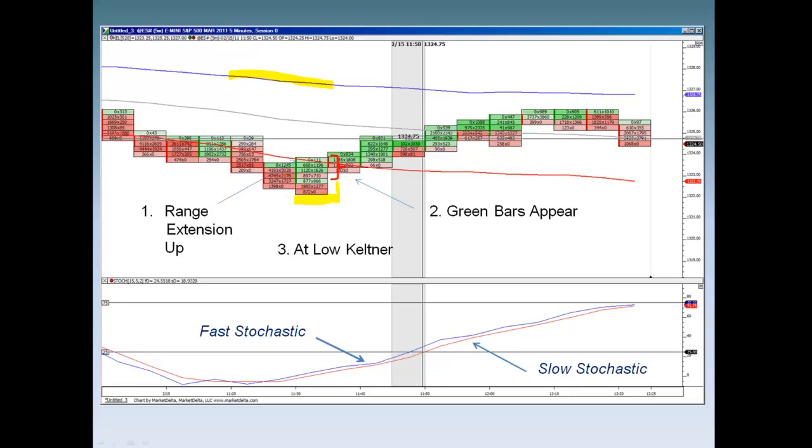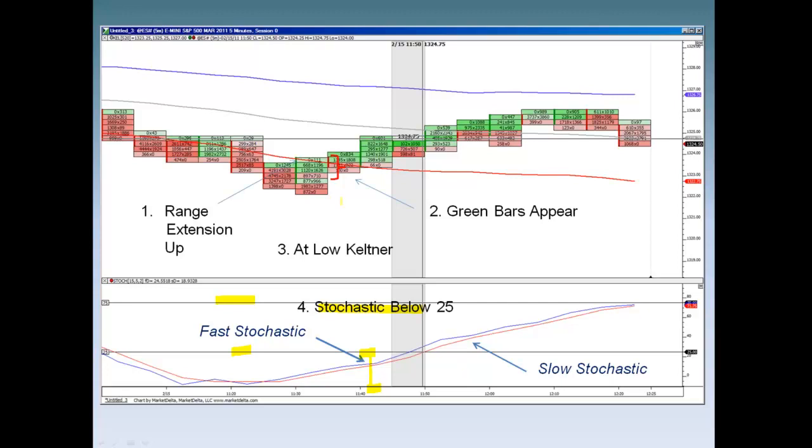I would be thinking, since this is a sideways market, of a long entry at this point. And this is where I would look at the stochastic to sort of reaffirm my thinking. The first thing I look at is, where is the stochastic relative to the two reference lines? If the stochastic is below the lower reference line, then that is telling me that the market is oversold and that it may be a good time to buy.